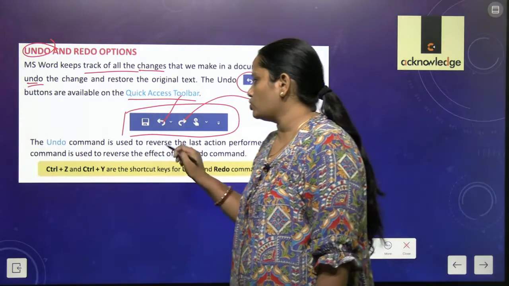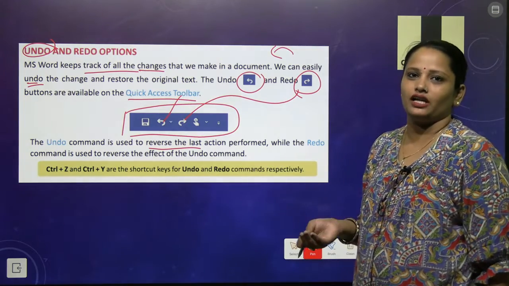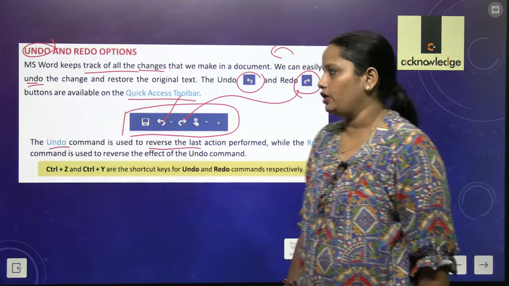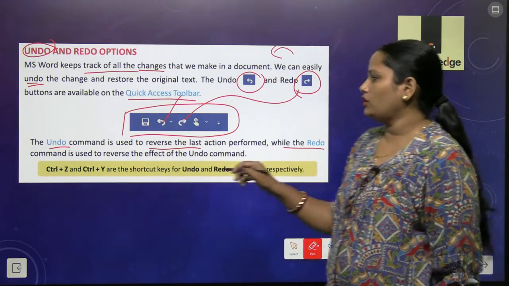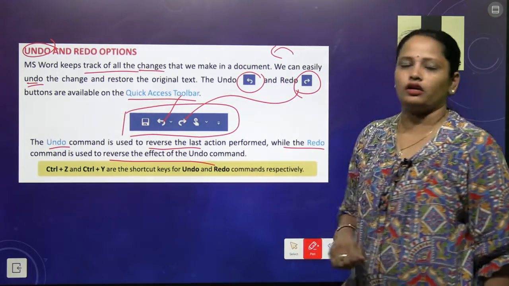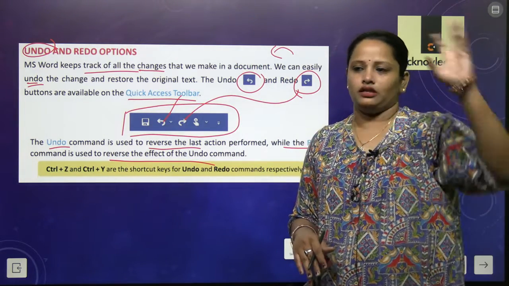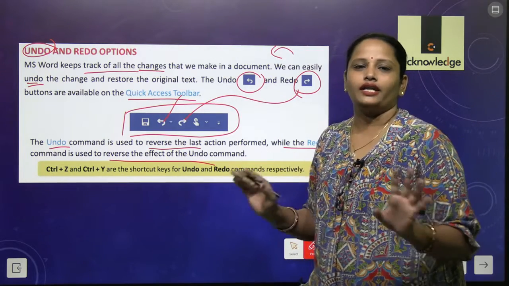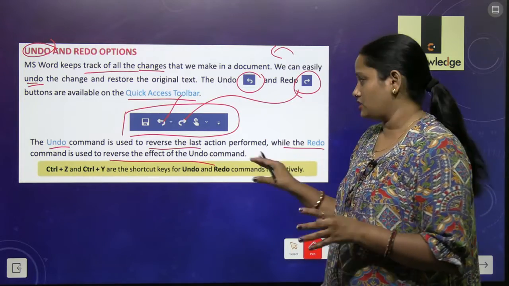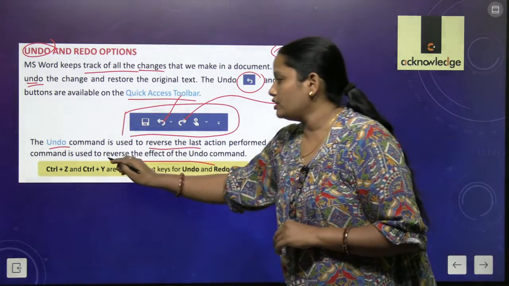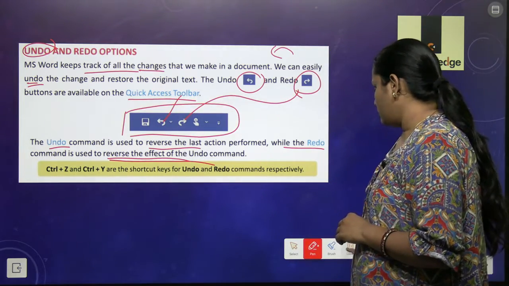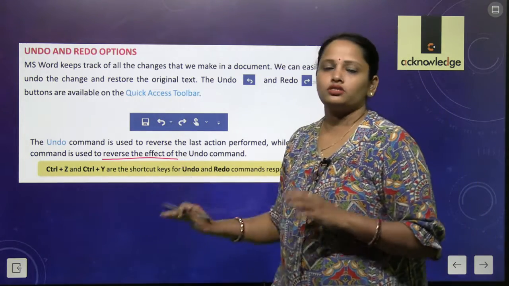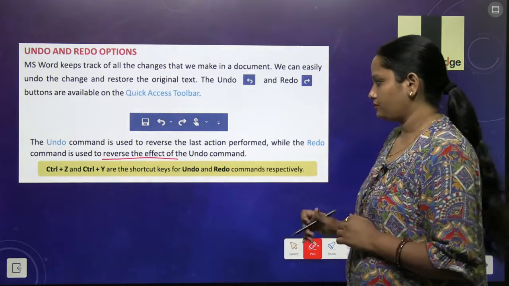The undo command is used to reverse the last action. Whatever we did, if we deleted something by mistake, we can undo that by using the undo command. And the redo command is used to reverse the effect of the undo command. Suppose I did something, I used the undo command, but I did not want that change. So I can use this redo command to reverse the effect of the undo command.